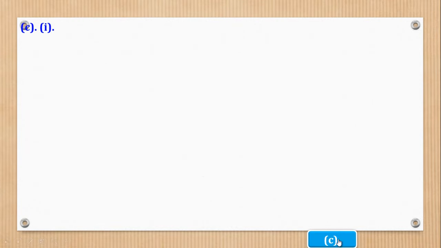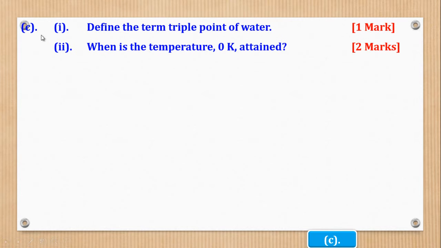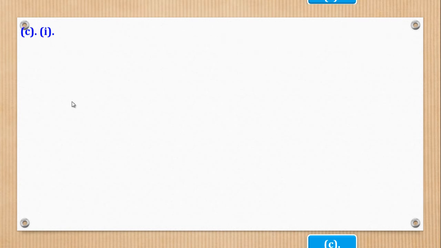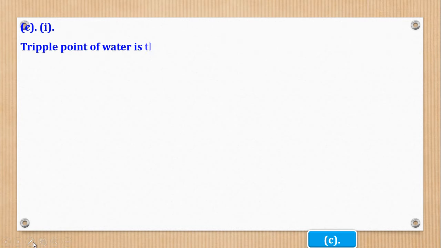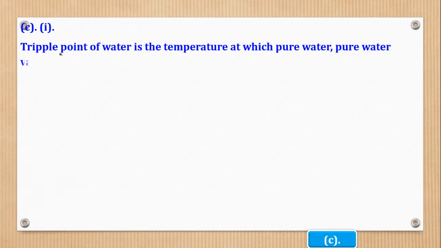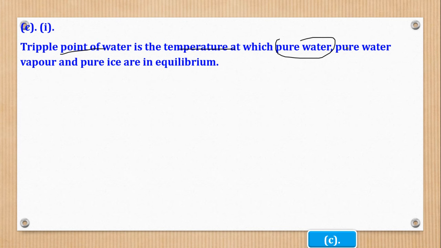So now we shall go to part C. Part C says, Roman 1, define the term triple point of water. So triple point of water is the temperature at which pure water, vapor, and pure ice are in equilibrium. You can say coexist in equilibrium.